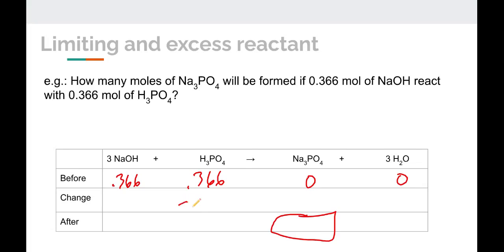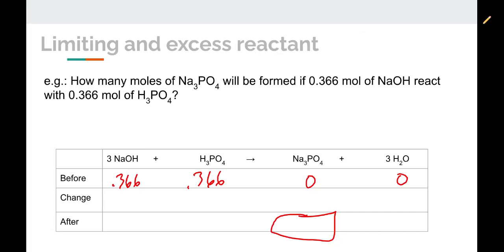Now imagine that we use up all the H3PO4. Because of the 3-to-1 ratio, we would have to use up 3 times 0.366 moles of NaOH. And we don't have that much. So that means NaOH must be the limiting reactant, because we're going to run out of it before we have the chance to consume all the H3PO4.